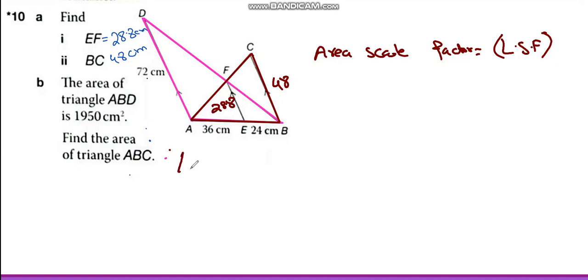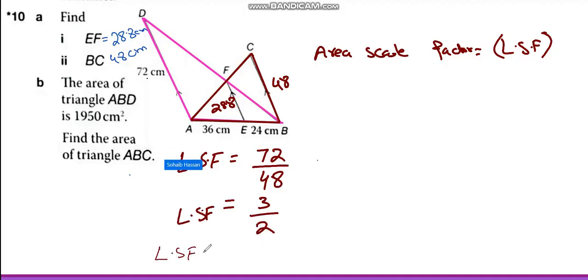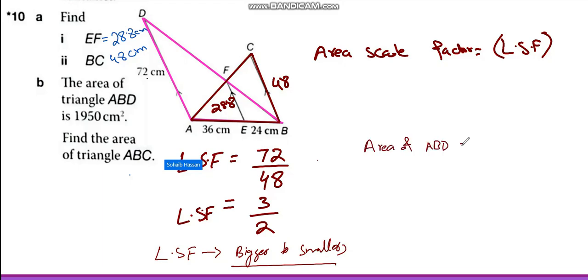So for the linear scale factor, I can just take the ratio of the two corresponding given sides. So the corresponding given sides ratio will be 72 over 48, and that will be 3 over 2. This linear scale factor is basically taken from bigger to smaller sides. Means this is the ratio of the bigger side and the smaller side. So from this information, we can write that the area of the bigger triangle, means ABD, is 3 over 2 times the area of triangle ABC.